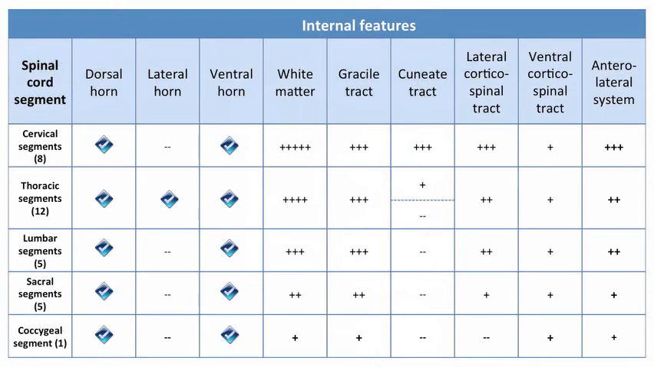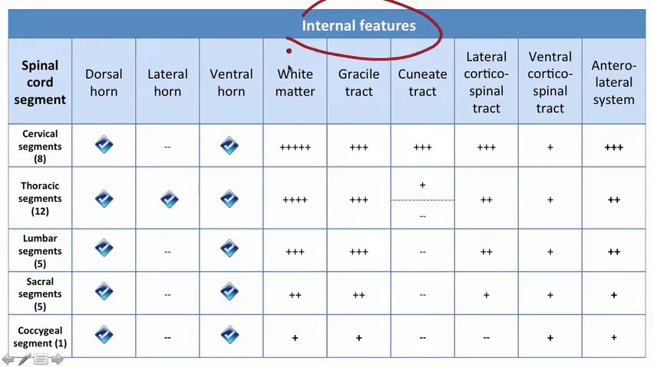So this is a chart that lays out for you some important internal features in terms of gray matter and white matter. And for white matter, I'm giving you the names of some of these important tracks or pathways that we will talk about in detail when we talk about mechanosensation and our systems for pain and temperature. Well, let me orient you to this chart.